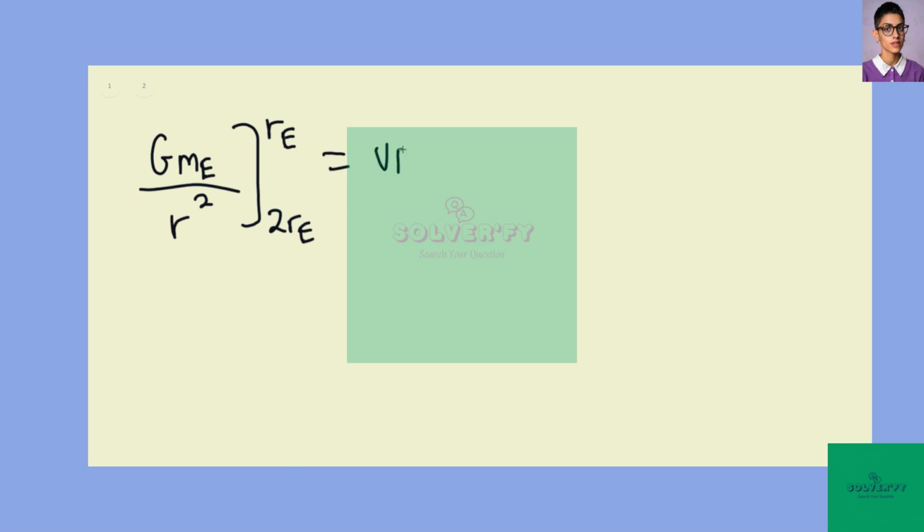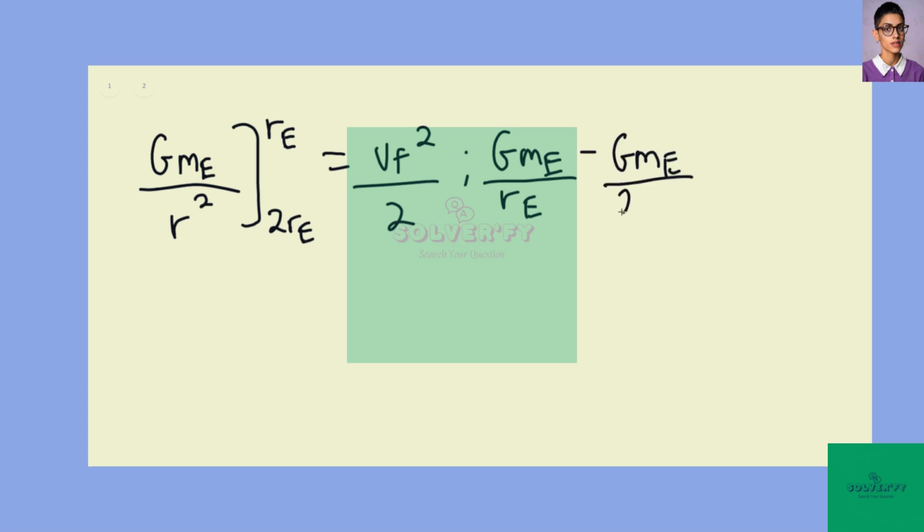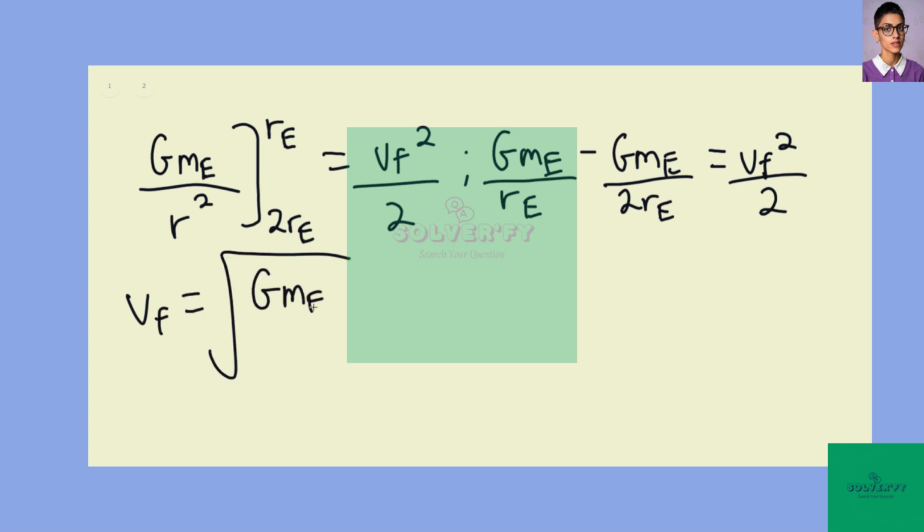This will equal the final velocity squared over 2. And so we can say that G M_e over R_e will equal G M_e over 2 R_e, and this will equal v final squared over 2. And so v final will be equal to the radical of G M_e over r. So essentially the exact same thing as the formula for the velocity of a uniform circular moving object.